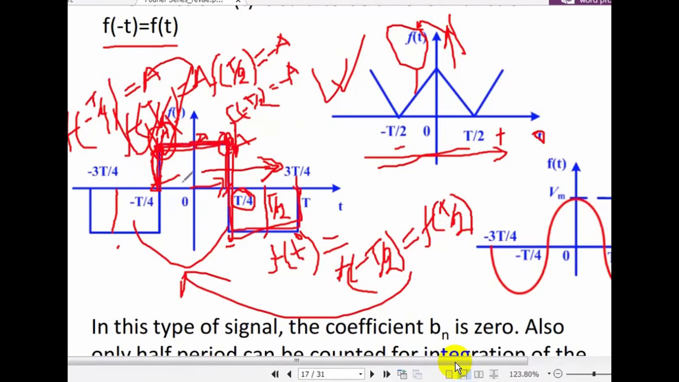Sir, for the first time at minus t by 4, the signal starts from 0, then reaches a. So sir, we need to consider a, the last point. Of course. How can you consider 0? Because 0 has no value. 0 has no meaning. If you write 0, it has no sign, positive or negative. 0 is 0.